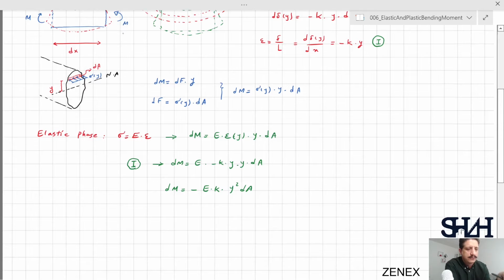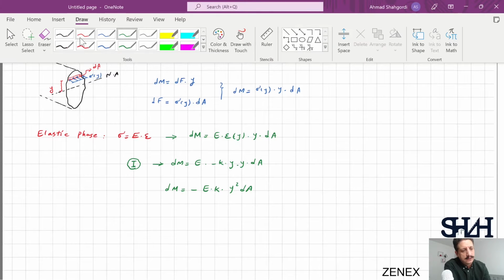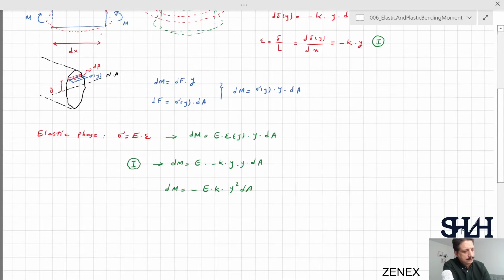If we want to have the total moment that is applied to this cross section, then we need to make the integration for the entire section. So moment will be integration of minus E kappa y squared dA. In a section that we are at a certain point of the beam, kappa is constant. It's the curvature. E is the material property, which is constant. So we can take these two off from the integration.